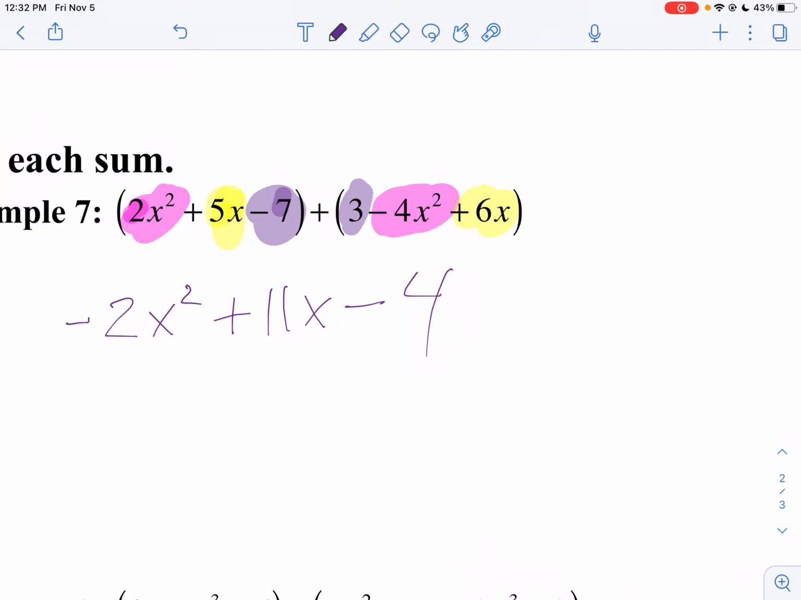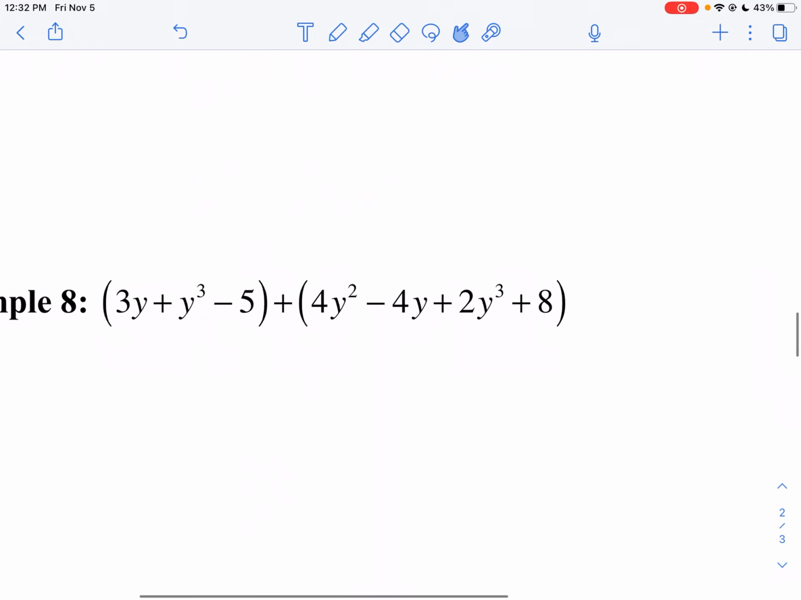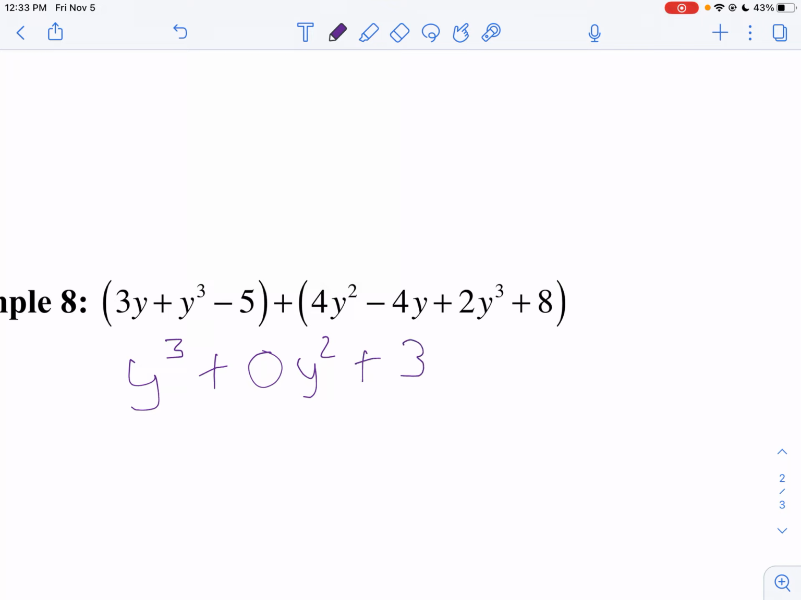Now, I can put these in columns too. So for example, I'm going to write on example 8, I can do this just like I'm adding two numbers vertically. I'm going to add these up. So I have y to the 3rd. I don't have any square terms, do I? So I'm going to say plus 0y squared. I have 3y, and then minus 5.